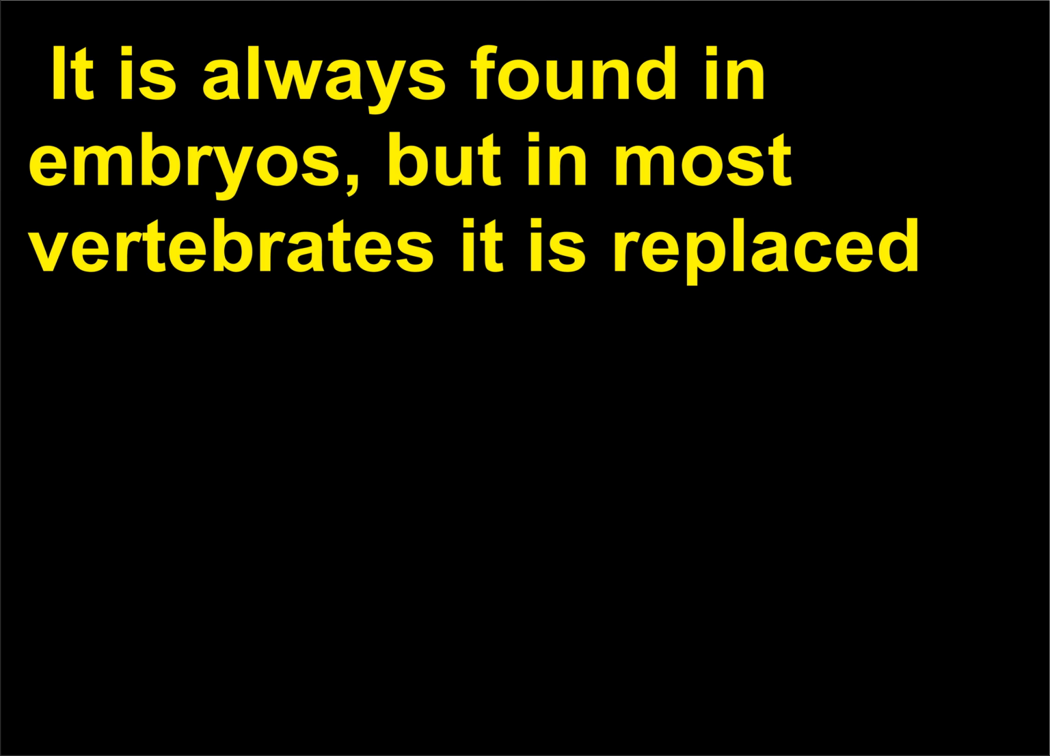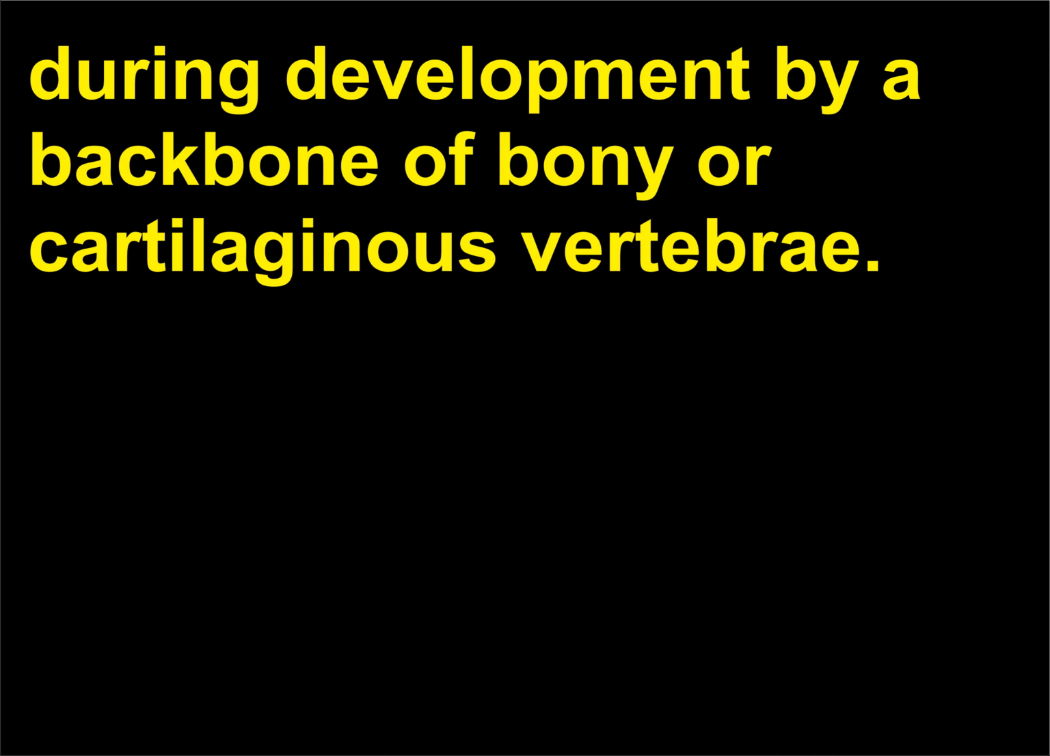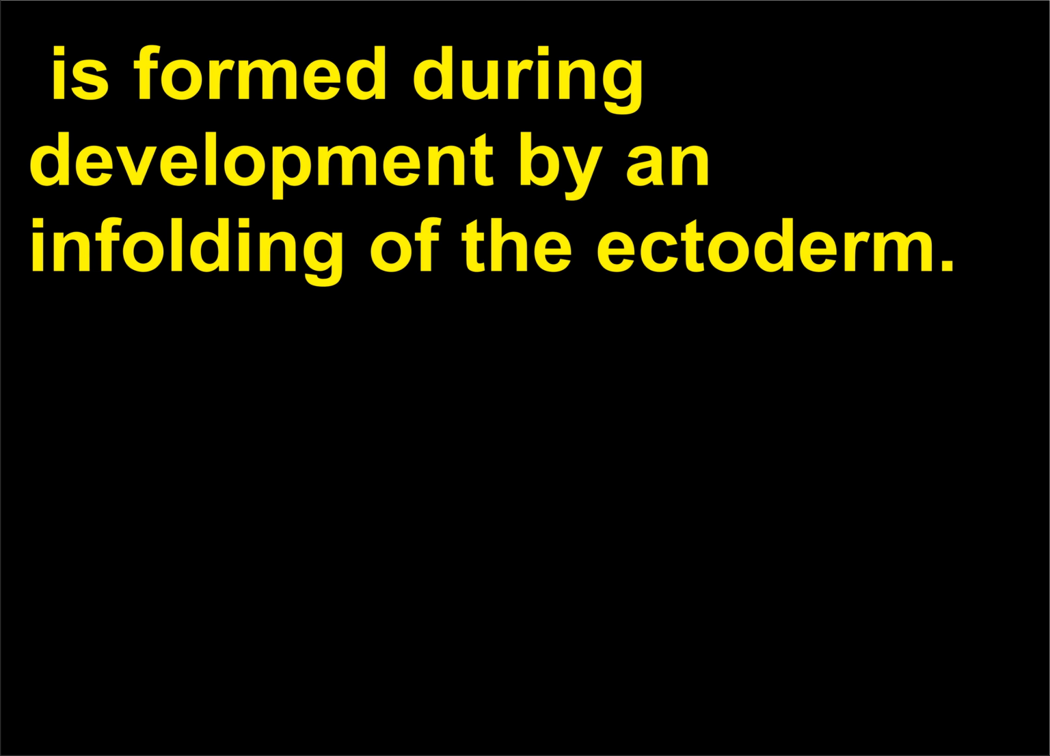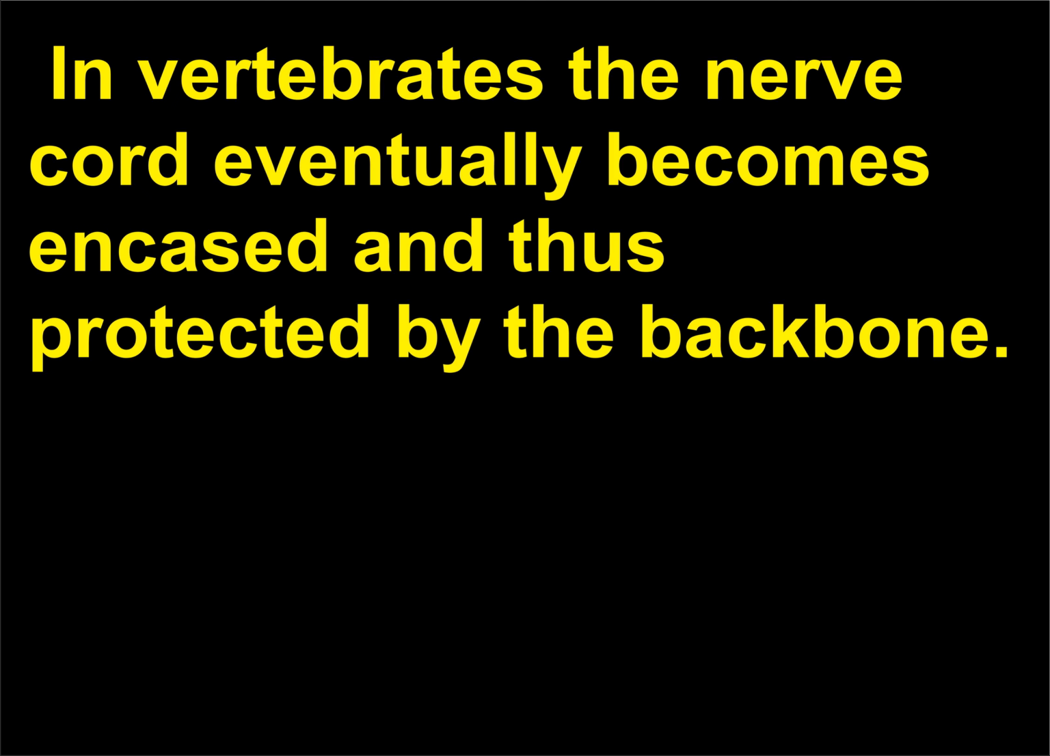It is always found in embryos, but in most vertebrates it is replaced during development by a backbone of bony or cartilaginous vertebrae. The tubular dorsal nerve cord, dorsal to the notochord, is formed during development by an enfolding of the ectoderm. In vertebrates the nerve cord eventually becomes encased and thus protected by the backbone.